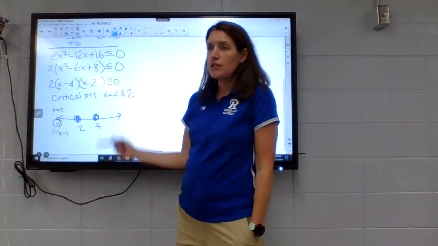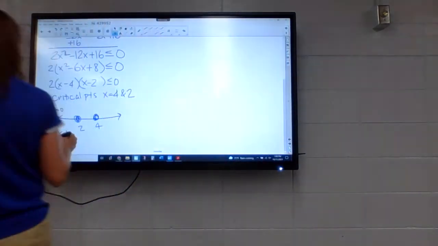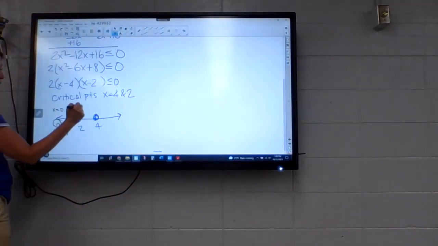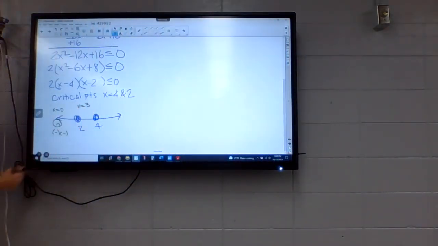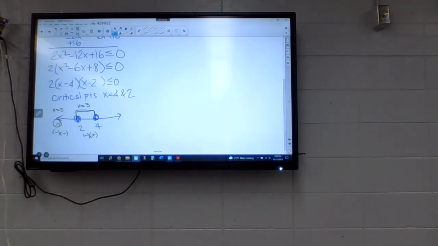All right, in between 2 and 4, I don't have a lot of options unless you want to work with decimals. 3. So we're going to test 3. 3 minus 4 is a -1, so a negative. 3 minus 2 is a +1, so it's a positive. So it's definitely going between these two. And then something bigger.